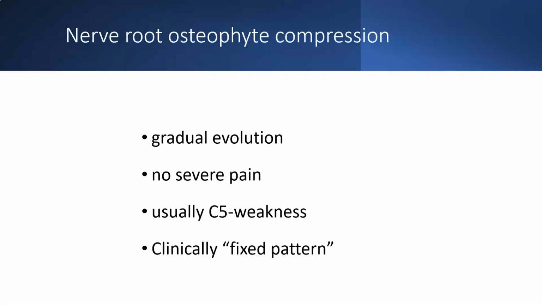Let's imagine there is a nerve root compression by an osteophyte. Of course, this is a very gradual evolution, so the patient doesn't have too much pain. He has slight pain, but slowly but surely it gets worse. And mostly it's the C5 nerve root which is compressed by osteophytes. And clinically, in your testing, you find what I call a fixed pattern.